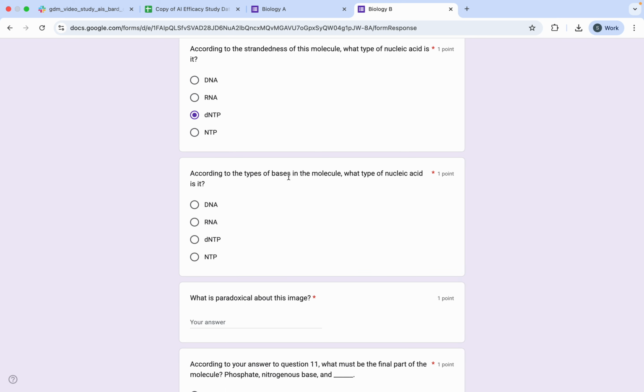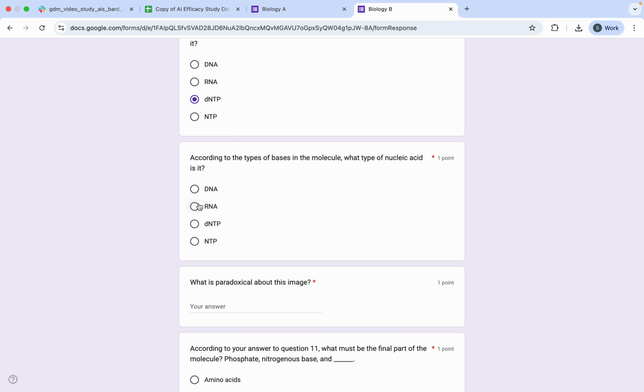According to the types of bases in the molecule, what type of nucleic acid is it? So it is RNA. The options are DNA, RNA, dNTP, and NTP. So I will go for RNA. Okay.